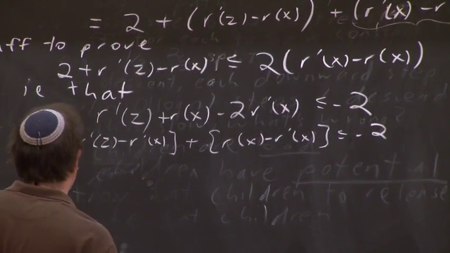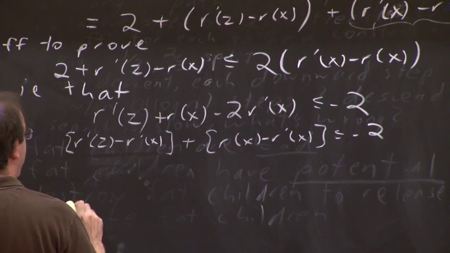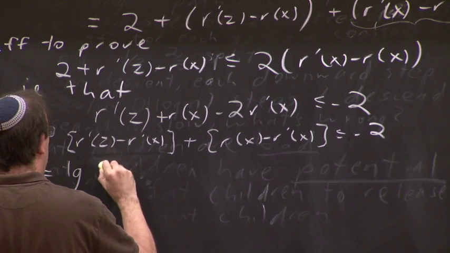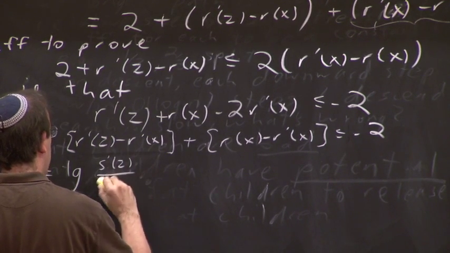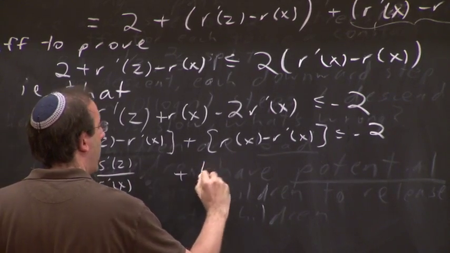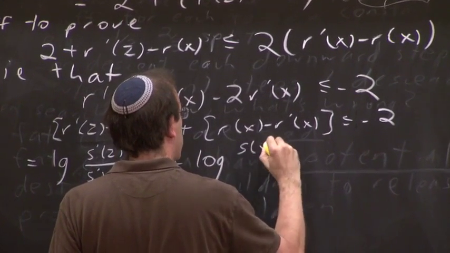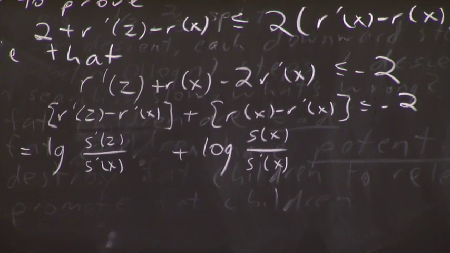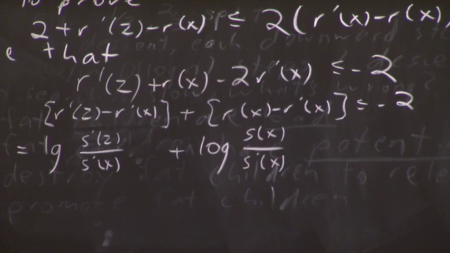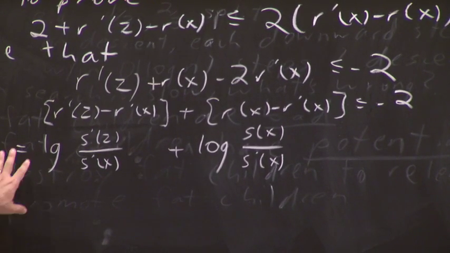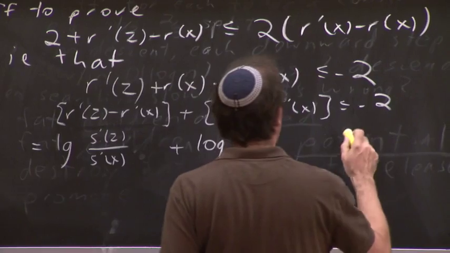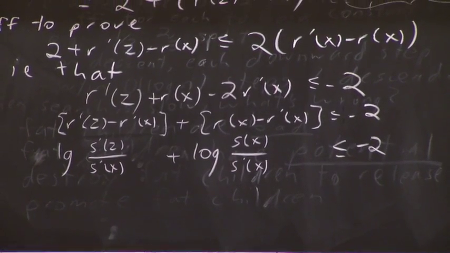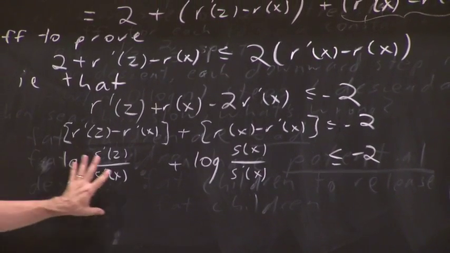But what are these quantities? Well, if we go back to this as being defined by the logs, this is equal to the log of s prime of z over s prime of x. And here we have the log of s of x over s prime of x. Okay? So this is all sort of magic math, right, that ends up with this formula. And we want to prove that this is less than or equal to minus 2. Okay? So how do we argue that this is less than or equal to minus 2?